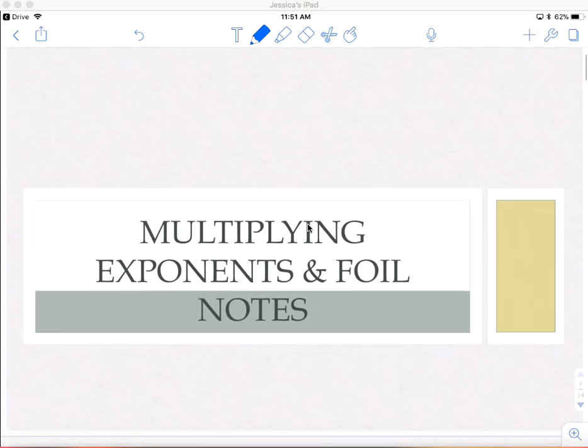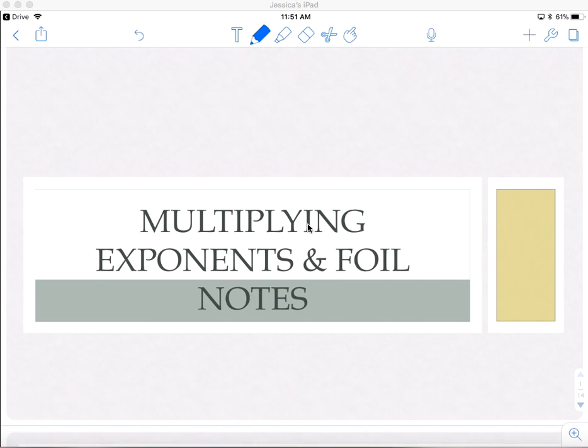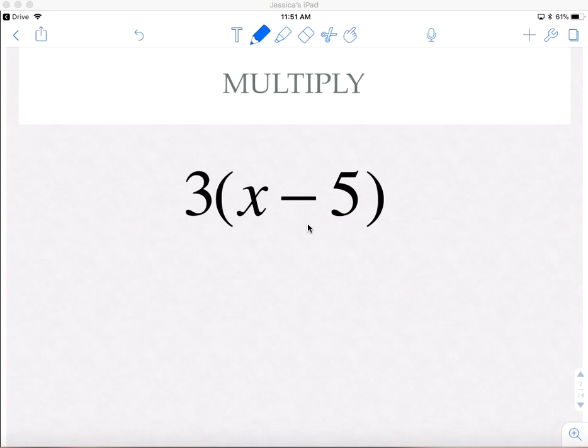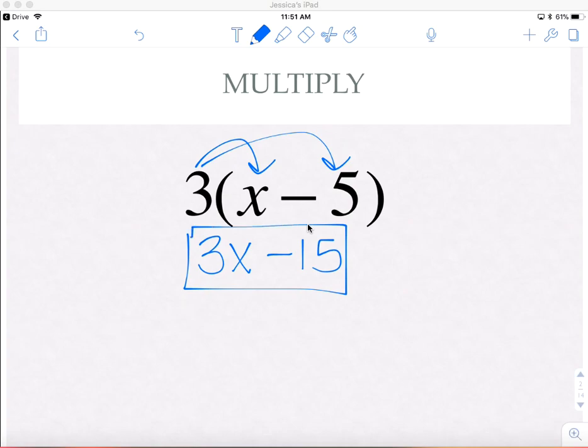In this video, we're going to multiply exponents and we're going to learn how to FOIL. So our first example is 3 times x minus 5. You have already seen this before in Unit 2. To multiply this, you are going to use the distributive property. So we're going to multiply 3 times x, which is 3x, and 3 times negative 5, which is negative 15. This is something you have already seen before.